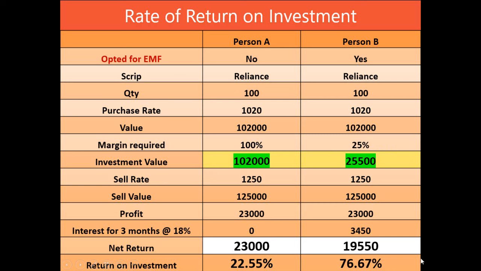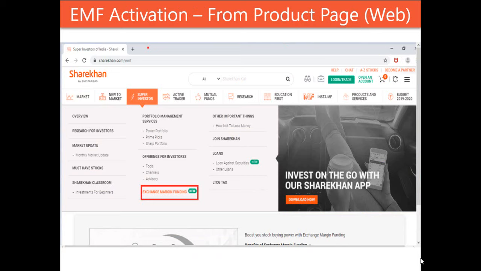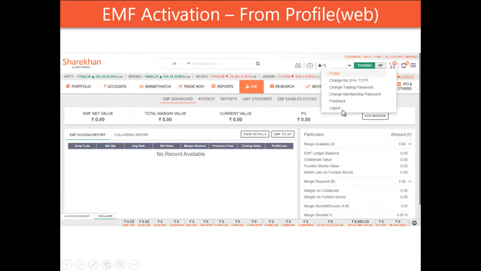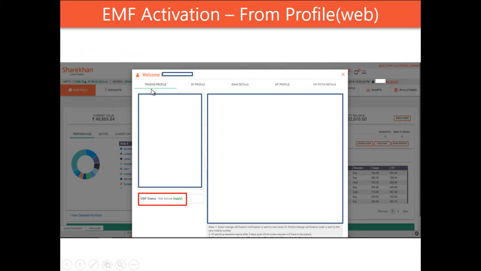Let's see next, how do you activate EMF in your account? Through a web browser. Once you log in, go to the super investor. Here you have exchange margin funding. Just click on it and select EMF, and it will show you your trading profile and your EMF status. It is not active. Just click on apply.